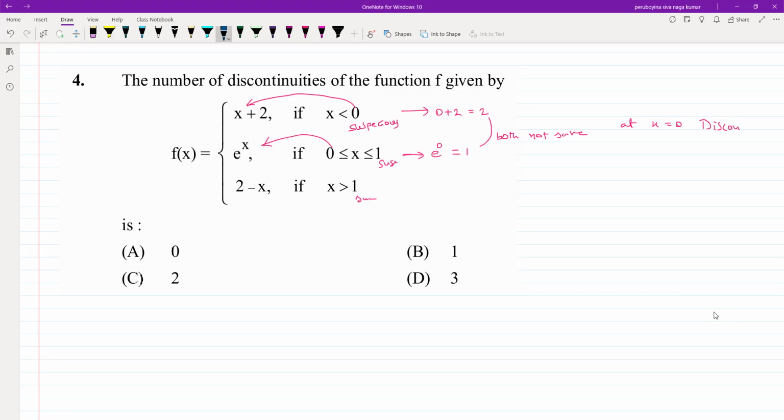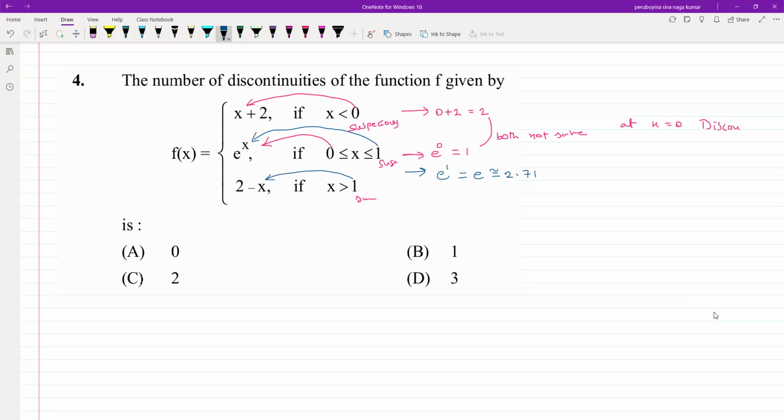Next, we will move to 1 because it is another suspicious point. So this time we will substitute the x value 1 in the defined function e power x. So e power 1 means e. Can you tell me e is how much? 2.71 approximately. The same thing we will do for the next 1. There we will substitute 1 in the respective functions.